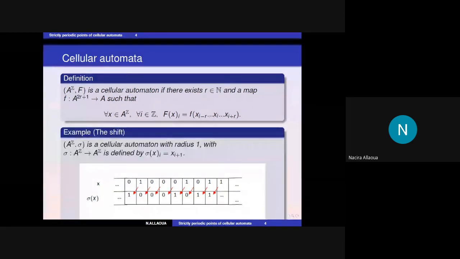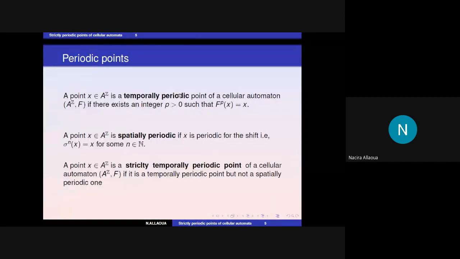The most known example of cellular automata is the Bernoulli shift, or the shift, which consists of shifting all letters of the point. A point x of the cellular automaton is periodic if there exists an integer p such that the p-th iterate of x is equal to x. It is said spatially periodic if it is periodic for the shift. By strictly temporally periodic point of a cellular automaton, we mean points which are temporally periodic but not spatially periodic. In other words, points which are only periodic under the action of the cellular automaton, but not under the action of the shift.